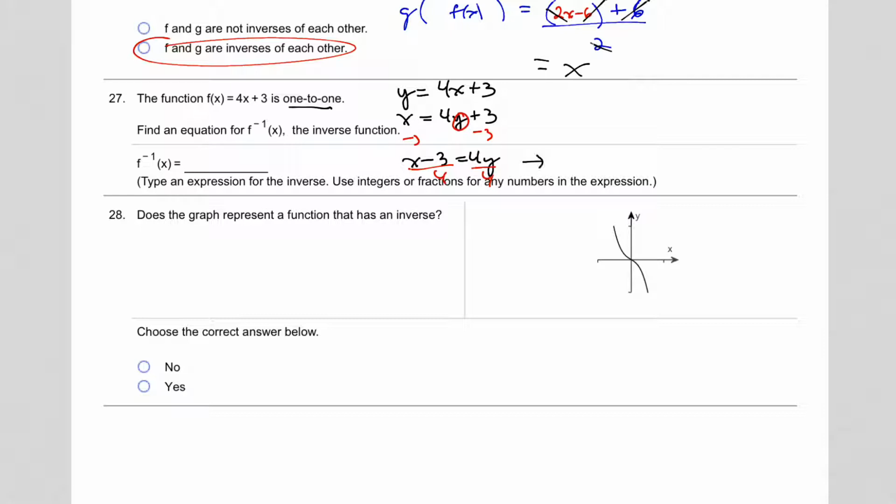So our final answer is y equals x minus 3 over 4. And as you can see, those will undo each other. The last step was just to rewrite the y as f inverse.